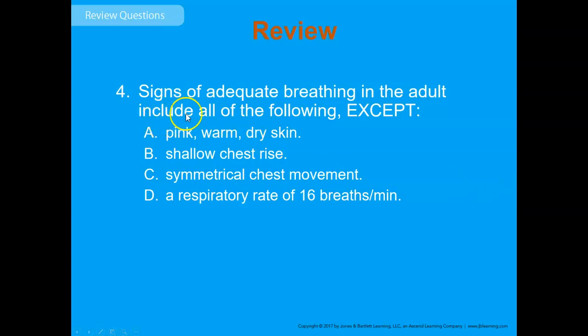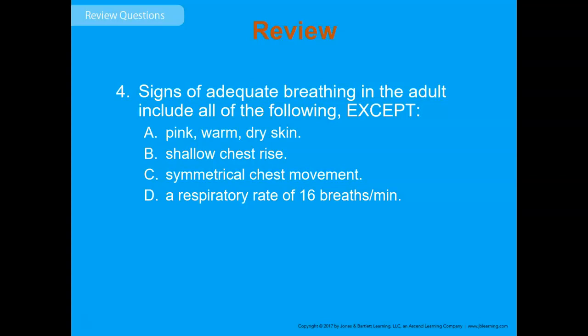We've got, include all of the following except, okay? Signs of adequate breathing include all of the following except. Pink, warm, and dry skin. We know that's normal, right? That's good, adequate breathing. Pink, warm, dry skin, kind of a side effect of it, rather, or a sign, I guess.